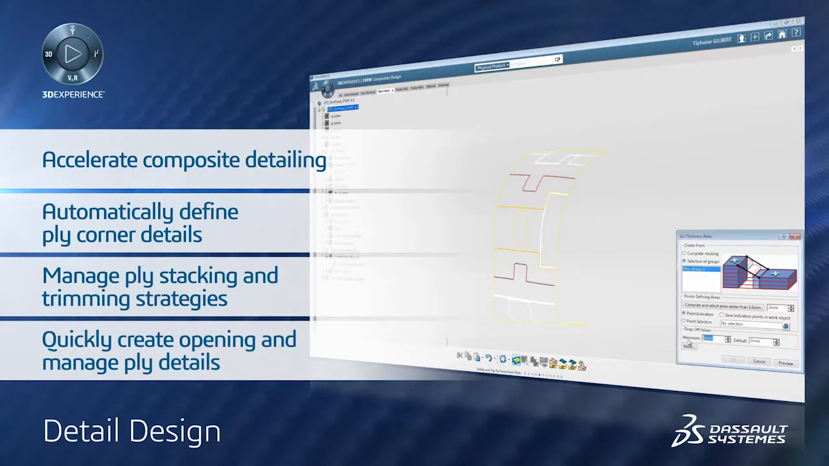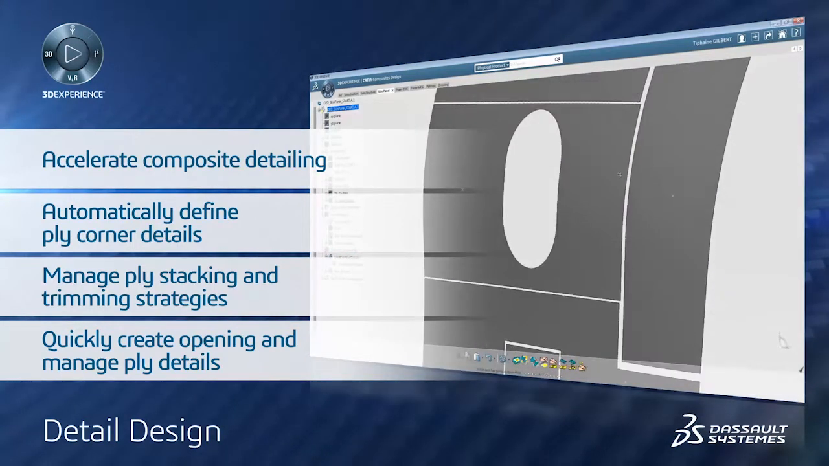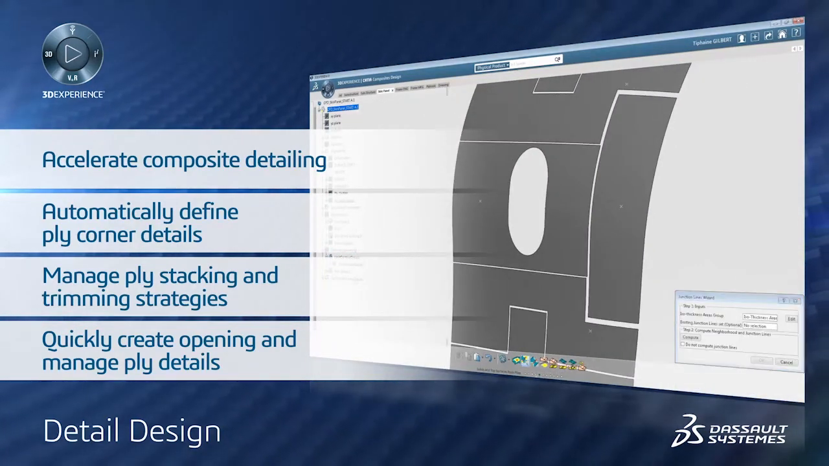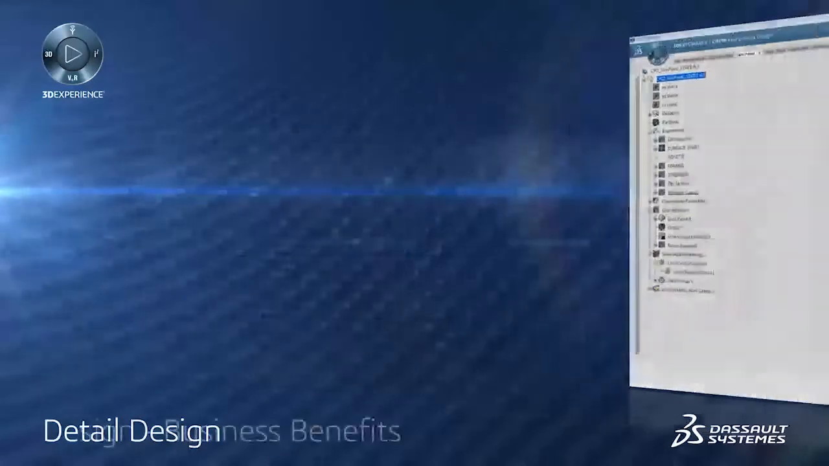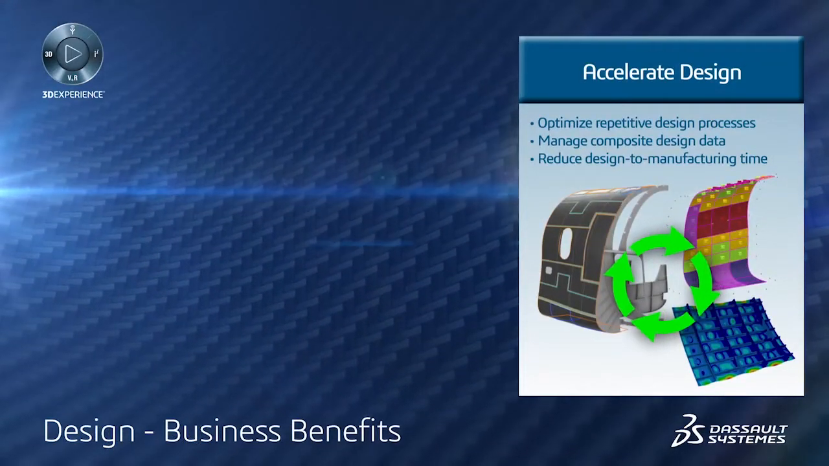Powerful tools are also available to create cutouts such as this window opening, and then automatically ensure that all ply trimming is correctly handled. The business benefit from these process-specific design capabilities is significant.